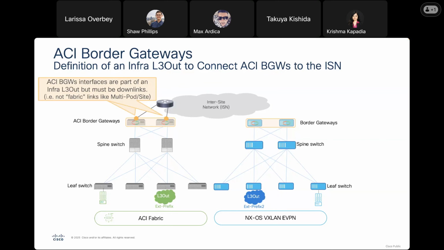The interface that connects to that ISN does need to be a downlink. So different than in a multi-site or multi-pod where they're fabric port uplinks, that does need to be changed to a downlink.